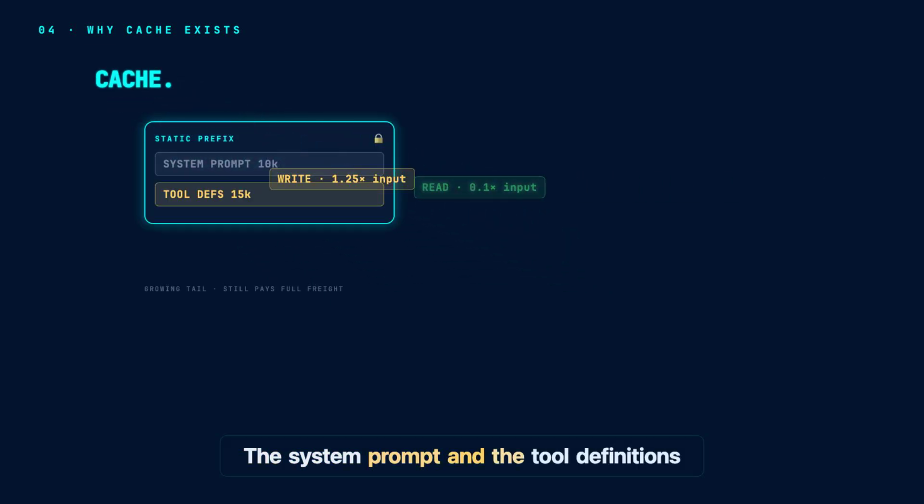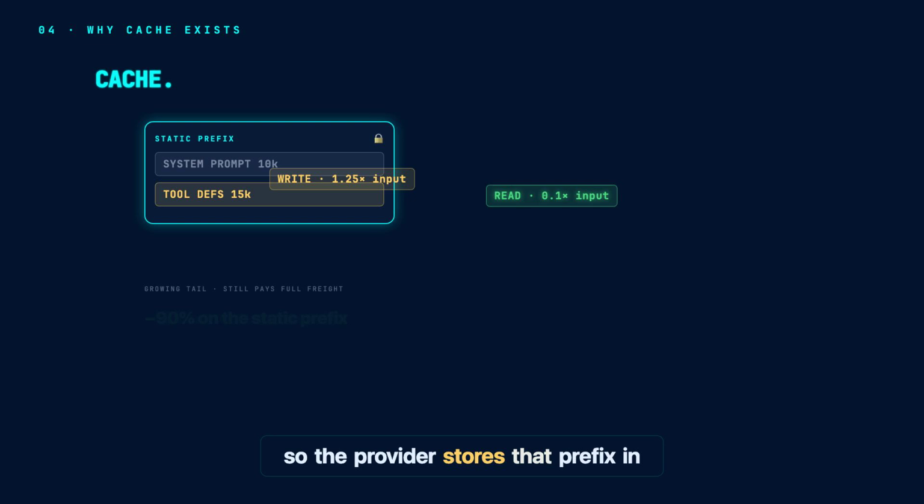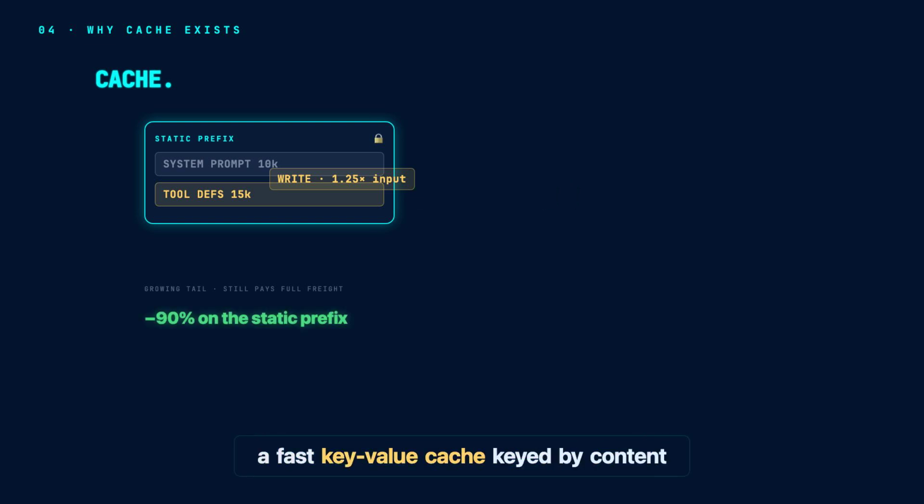The system prompt and the tool definitions barely change between turns. So the provider stores that prefix in a fast key-value cache, keyed by content hash. On the next call, if the prefix matches, you do not pay full input rate. You pay 10% of input rate, a 90% discount on the static part of every turn.